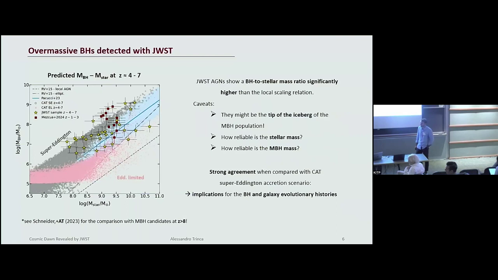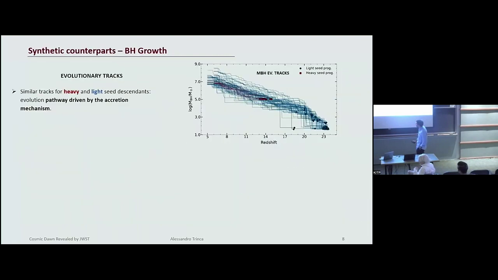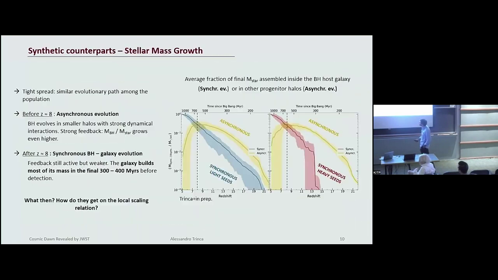I actually have a question. I have a question for Alessandro first. We can discuss this later. I think you said, not on this slide, but you said that since there is strong feedback, the black hole stellar mass relation can grow even higher than C. So does it mean that AGN feedback affects star formation without affecting the black hole growth itself?